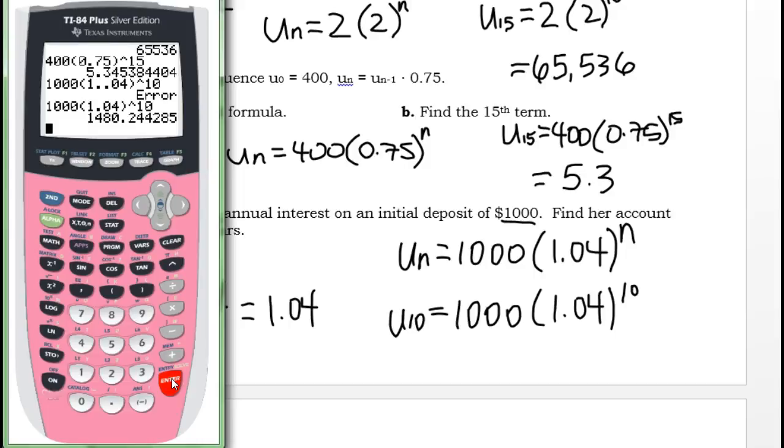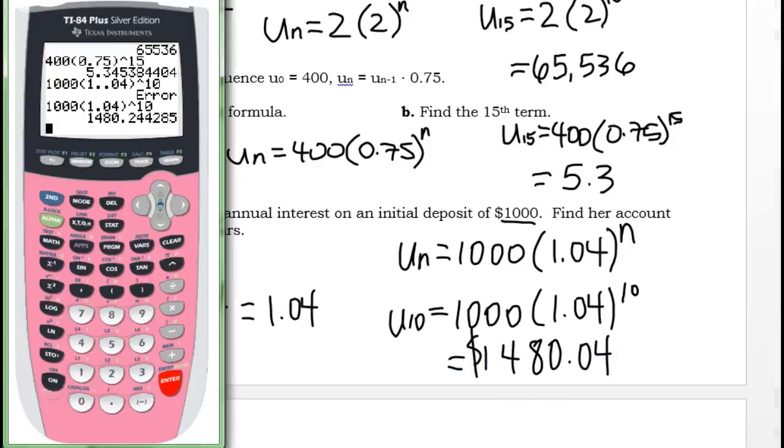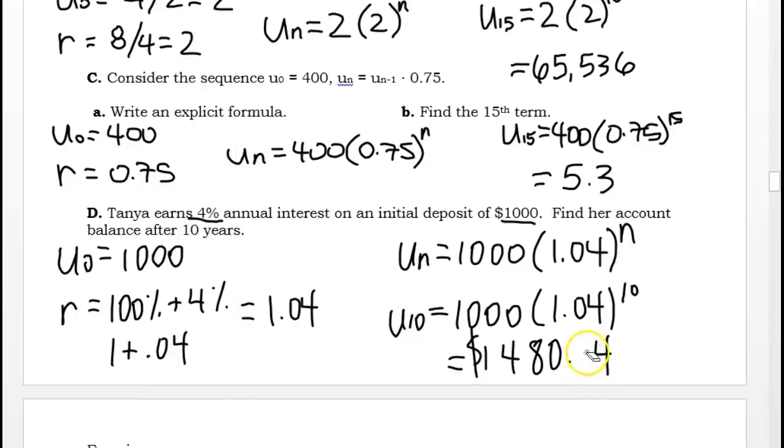$1,480 and 24 cents. Okay, that is it for the notes.